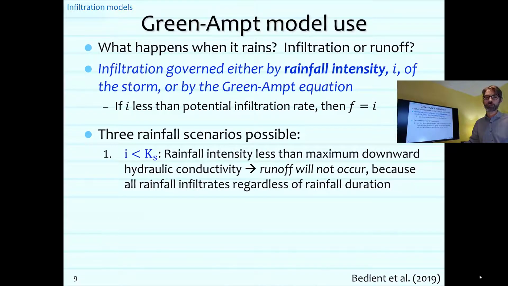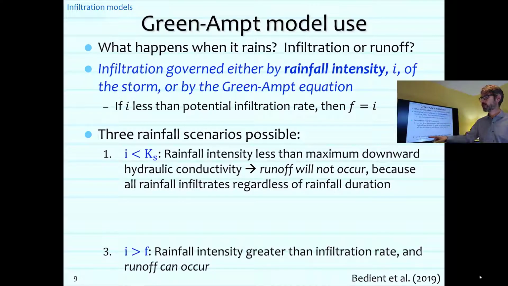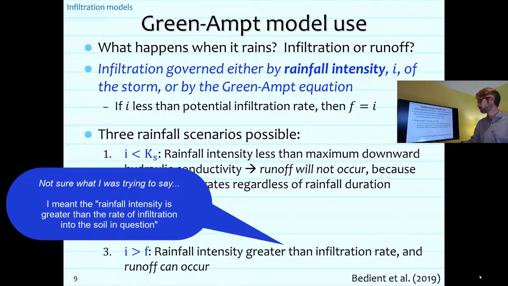There are three rainfall scenarios possible. The first is that I, the rainfall rate, is less than the hydraulic conductivity. In other words, the rainfall intensity is less than the maximum downward hydraulic conductivity. Here, runoff will not occur, and this is because all of the rainfall infiltrates regardless of the rainfall duration. In other words, a light rain. If I is greater than f, then the rainfall intensity is greater than any infiltration rate that we could possibly have, and so runoff is very likely to occur because the soil simply can't keep up with the rainfall rate.